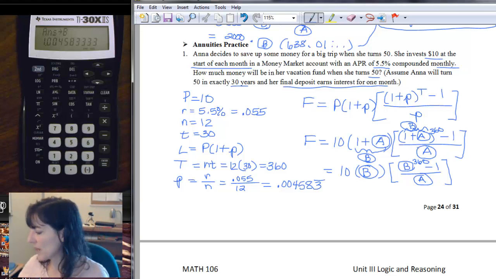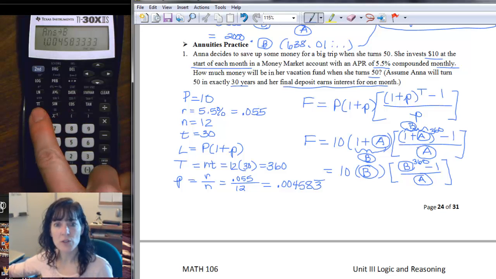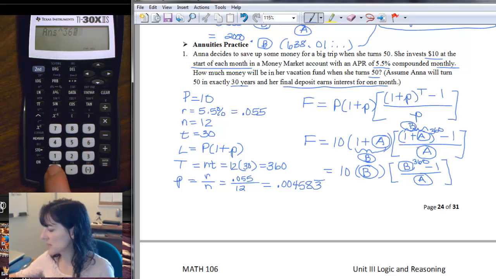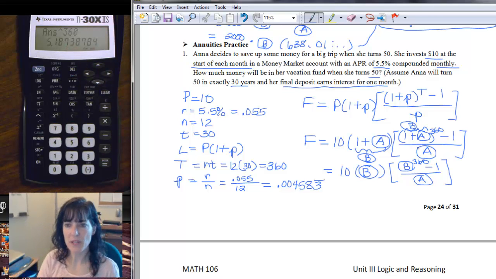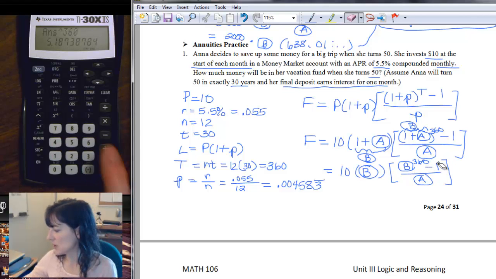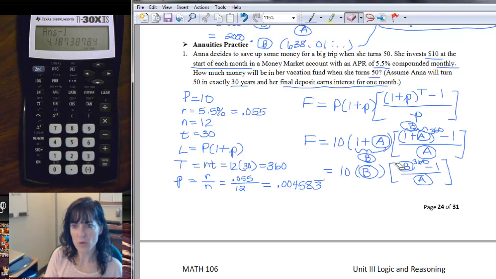There we go. Okay, so I have B sitting on my calculator. I can raise it to the, use your to the button, 360, push enter, and I get, now I have this piece right here, this B to the 360, so I can subtract 1 from it next. So minus 1 equals, and now I have this whole numerator, and it's a 4.187 and it goes on. So that's my numerator, and then I need to divide by A.